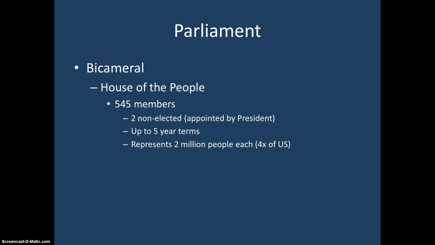Another point that I want to note is that each representative in the House of the People represents 2 million people each, which is 4 times the amount that a U.S. House of Representatives member has to represent. So that is also kind of showing how India's big population has an effect on government.